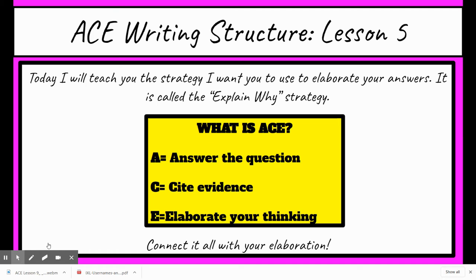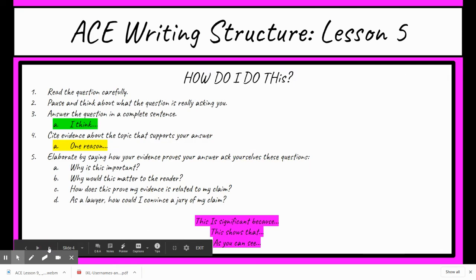So, like I said, we're going to learn how to connect all of our responses in our elaboration today using the explain why strategy. How are you going to do this? First, you're going to read the story or the article and make sure you truly understand what it's all about. You're going to read the question and think about the topic. You're going to ask yourself, what is this question really asking me to do?